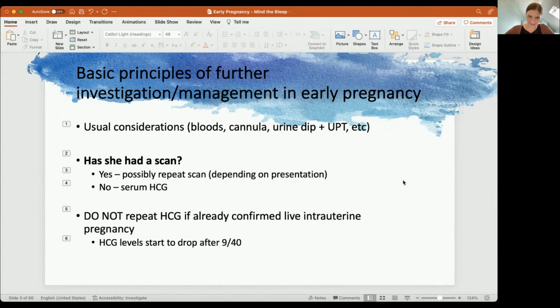However, if she has already had a scan that has shown a live intrauterine pregnancy, do not repeat the HCG at this point. HCG levels start to drop after about 9 weeks. So if we're doing repeated HCGs in someone who's over 9 weeks, we may see the HCG dropping, but that actually doesn't mean there's anything wrong with the pregnancy. That's just the natural curve of HCG at that stage. So HCG is really only useful for very early pregnancy. But when someone comes to A&E or GP or to our unit, and we don't know how many weeks she is, we need to start with HCG.